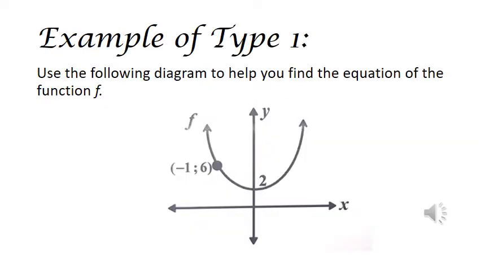The first example I'm going to do with you is an example of type 1, and you can see from the diagram that they've given you the y-intercept, which is 2, and they've given you another coordinate, which is -1 and 6. So I'm going to do an example with you, and this will be an example of type 1.